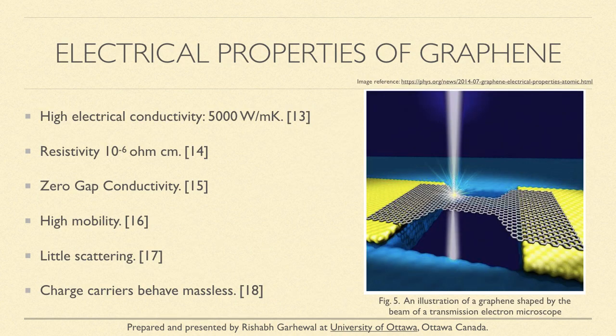Electrical properties of graphene. Graphene is a zero-overlap semi-metal with both holes and electrons as charge carriers, with very high electrical conductivity. Electrons in graphene can flow easily as compared to copper. The electrons travel through the graphene sheet as if they carry no mass, as fast as 1/100 of the speed of light. Graphene resistivity is 10 to the power minus 6 ohm centimeter. It has zero conductivity, high mobility and little scattering.